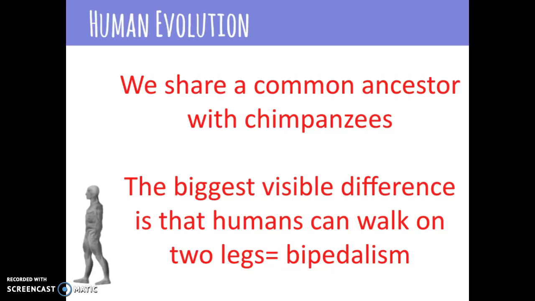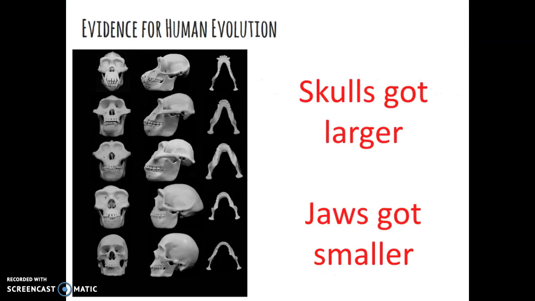Now, human evolution, basically the theory is that we have a common ancestor with a chimpanzee. And the biggest visible difference between us and chimps is that humans can walk on 2 legs, which means bipedalism, where chimpanzees are quadrupedal. They walk on 4. And basically the last piece of evidence for human evolution is looking at our fossils. We've noticed that over time our jaws have gotten much smaller and much more delicate, and our skulls have gotten much larger to fit our new brains.